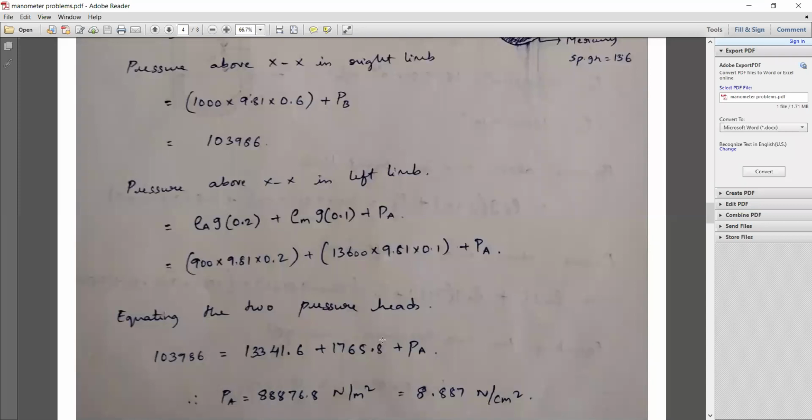78.6 Newton per meter square. Okay, for the next topic, we have only less time today, so I'll stop it here.